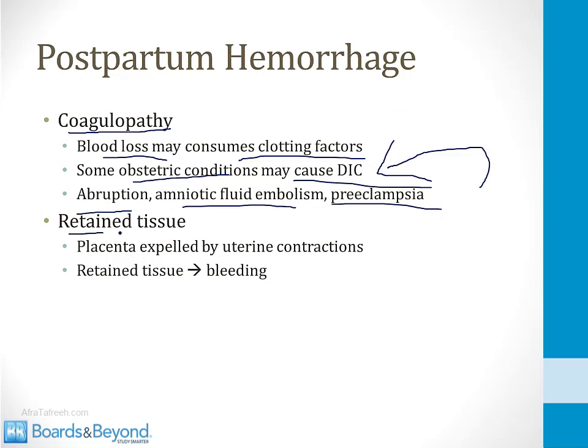And then finally, retained tissue can lead to postpartum hemorrhage. So the placenta should be expelled by the uterine contractions, and normally you deliver the placenta after you deliver the baby. However, if any tissue is left behind, that can lead to prolonged bleeding. And one of the things you have to consider in a woman who won't stop bleeding is that there may be some tissue left behind.